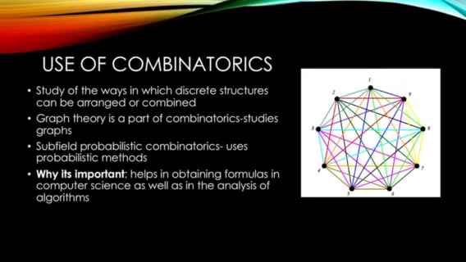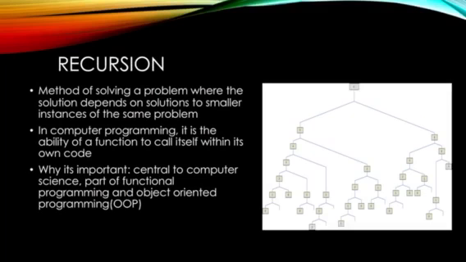So the next reason is because of the use of combinatorics. Combinatorics is a study of the ways in which discrete structures can be arranged or combined. Graph theory is a part of combinatorics, which simply studies graphs. A subfield, probabilistic combinatorics, uses probabilistic methods, which is part of probability. It is important because it helps in obtaining formulas in computer science, as well as in the analysis of algorithms.